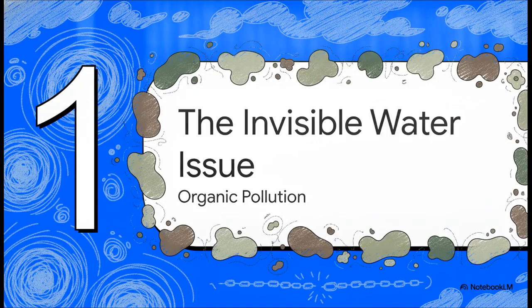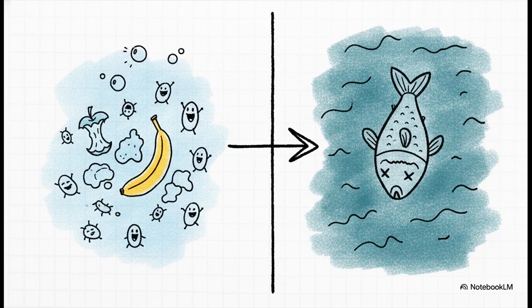All right, Section 1, the invisible water problem. Let's get right into it. When organic matter, stuff like food waste, sewage, or industrial byproducts, hits a water body, it doesn't just float there harmlessly. It basically acts as a massive, all-you-can-eat buffet for naturally occurring microbes. And as these bacteria feast and multiply, they breathe. They gobble up the dissolved oxygen that's already in the water.